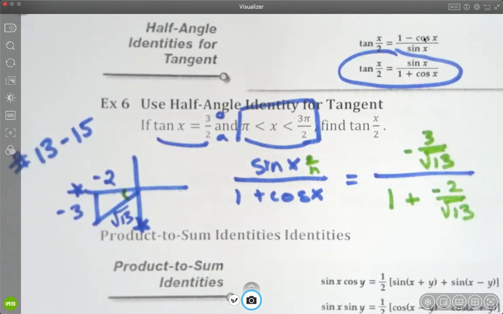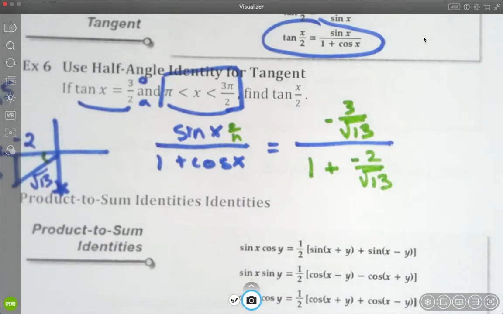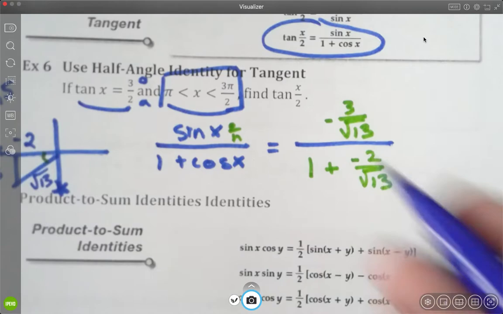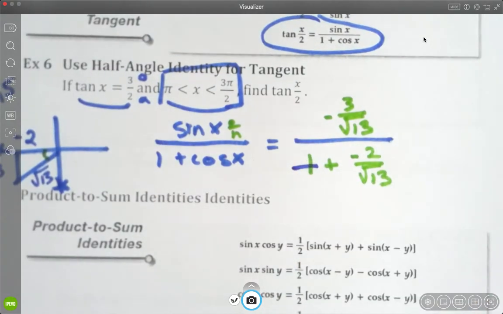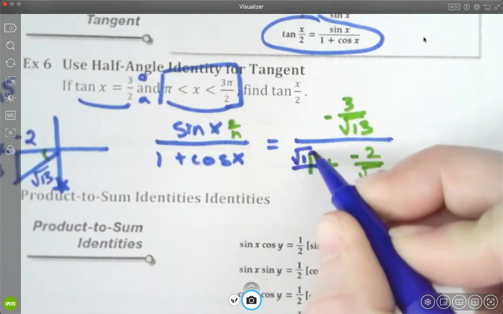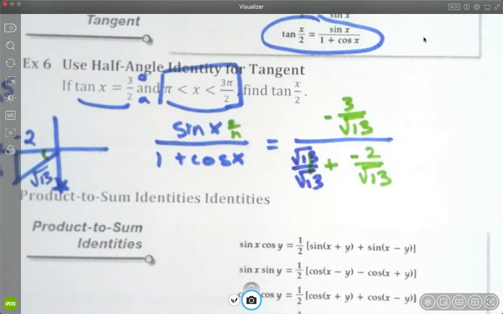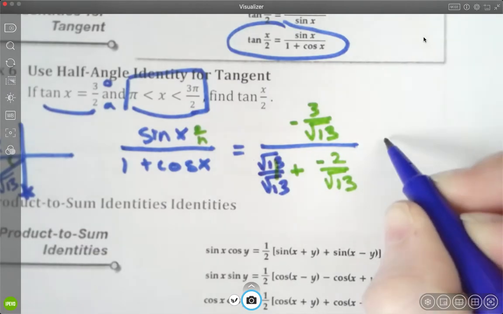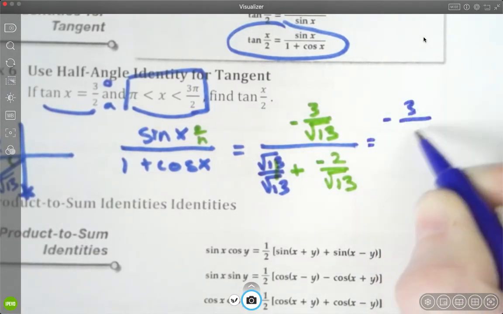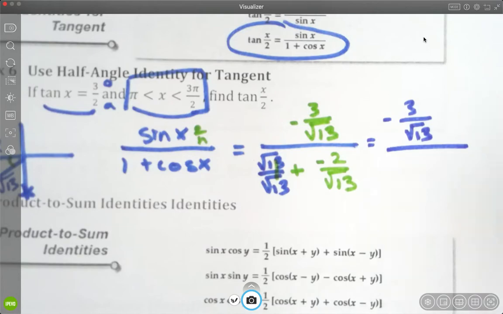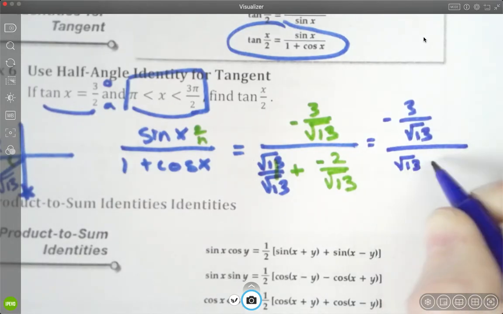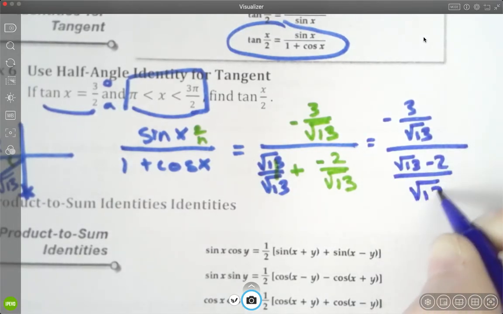This is actually going to come out fairly nice, I promise you. On the bottom, I need to get a common denominator. How do I change 1 to be the square root of 13? It'll be the square root of 13 over the square root of 13, which reduces to 1. So, on the top, I have -3 over the square root of 13. On the bottom, I have the square root of 13 minus 2 over the square root of 13.